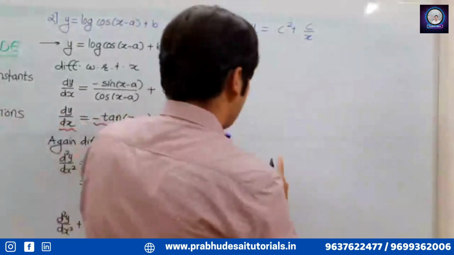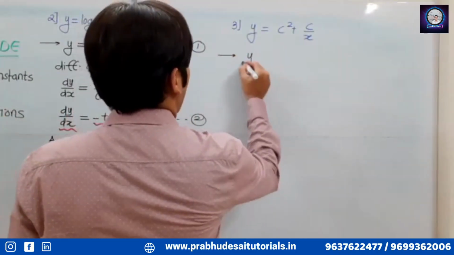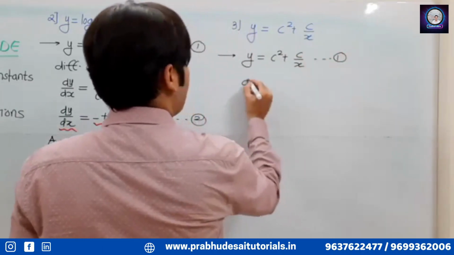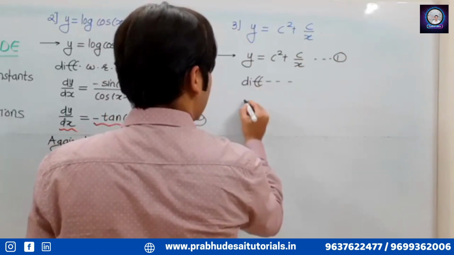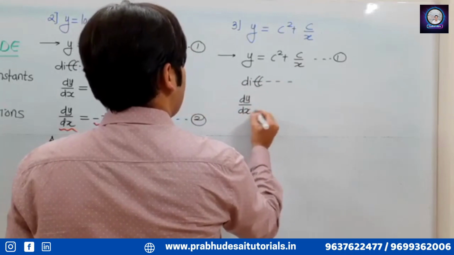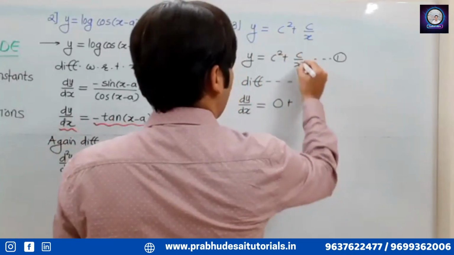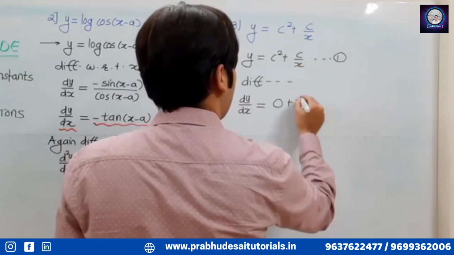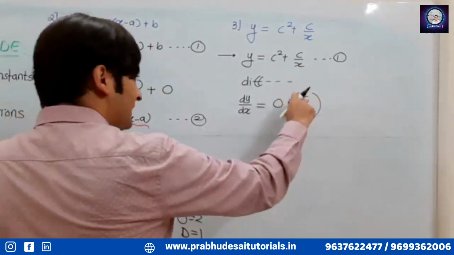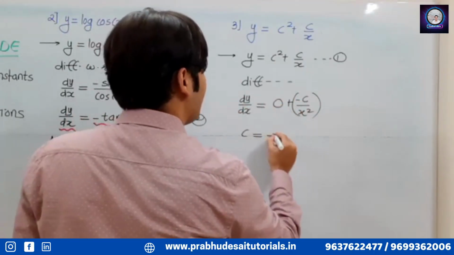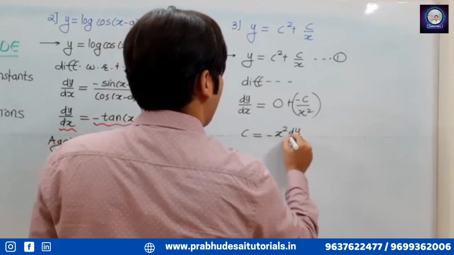Check how. So I'll rewrite this. y is equal to c squared plus c upon x, number 1. Differentiating with respect to x, dy by dx is, derivative of c square is 0 because that's a constant, c as it is, derivative of 1 upon x is minus 1 upon x square. From this, I will find c. c will be, shifting it here, minus, so it will be minus x square dy by dx.